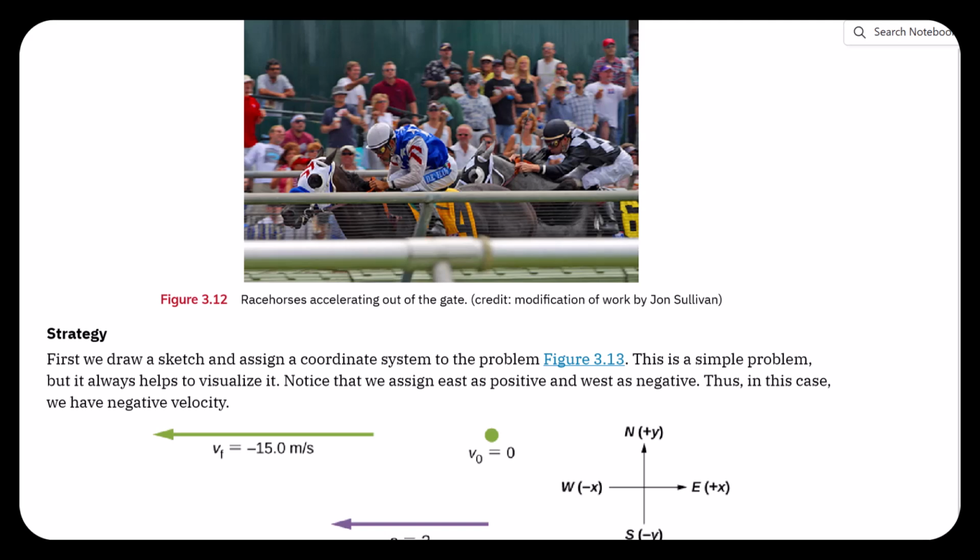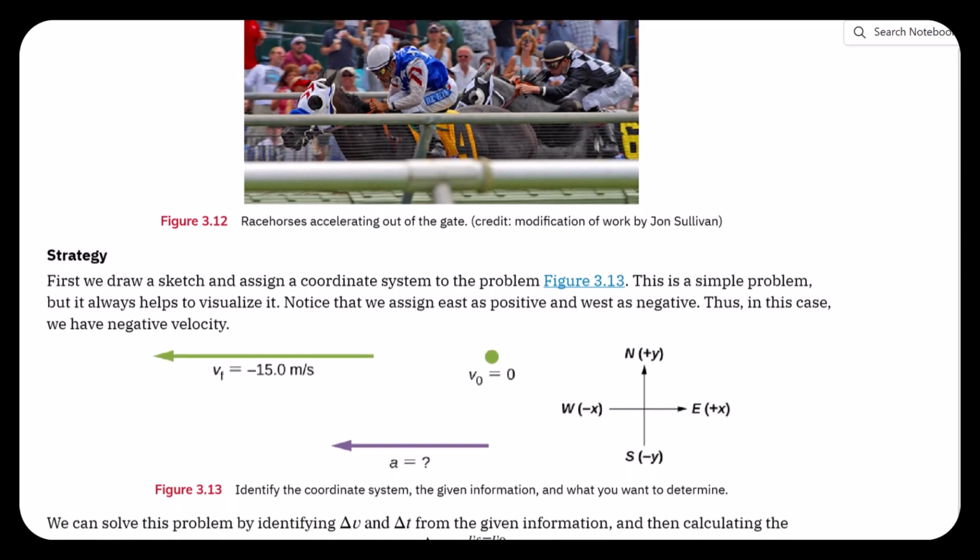Look, it's a horsey. Otherwise, I would have had no idea what this problem was talking about.